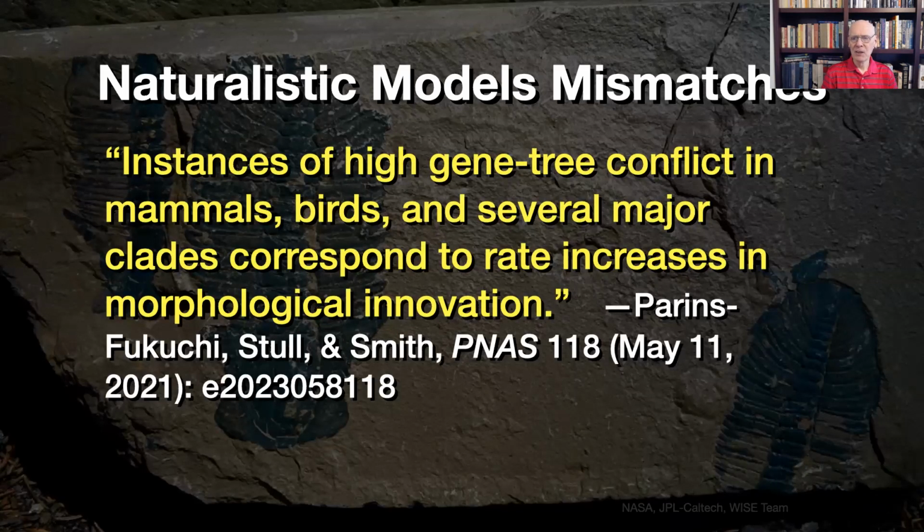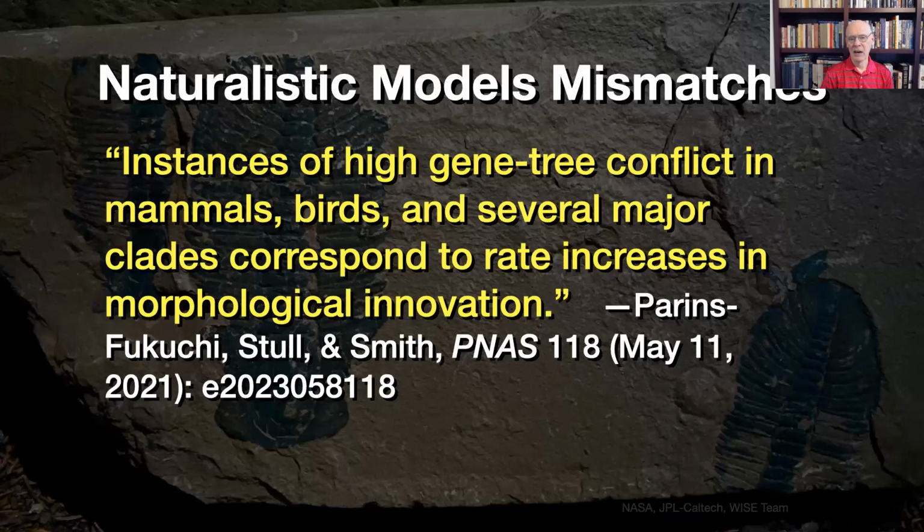That gene tree conflict basically refers simply to the discord we're seeing between the paleontological trees and the phylogenetic trees. And this is a quote from the paper: "instances of high gene tree conflict in mammals, birds, and several major clades correspond to rate increases in morphological innovation." Basically making the point that we see the highest discord between the paleontological trees and the phylogenetic trees where we have the greatest rate of change taking place in the morphological structure of the different species of life.